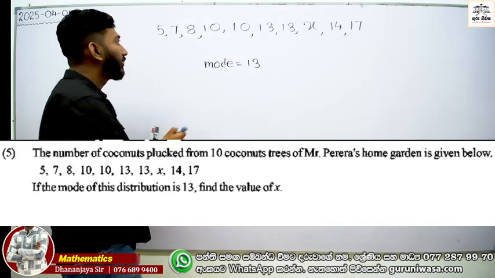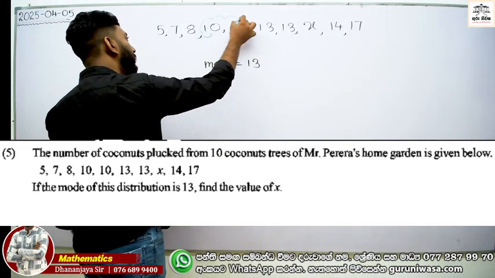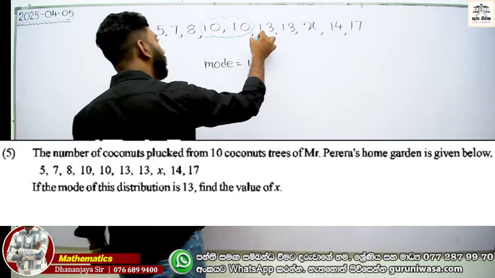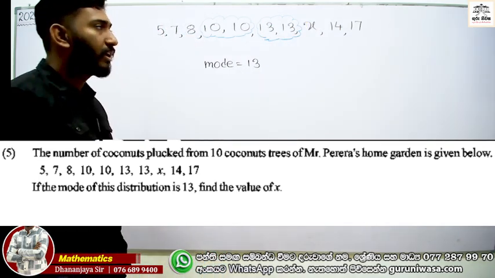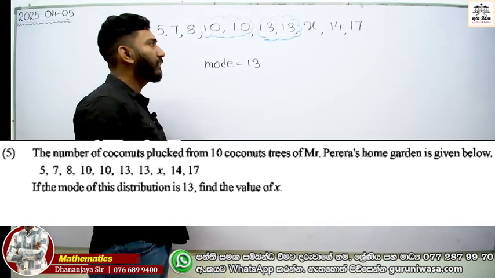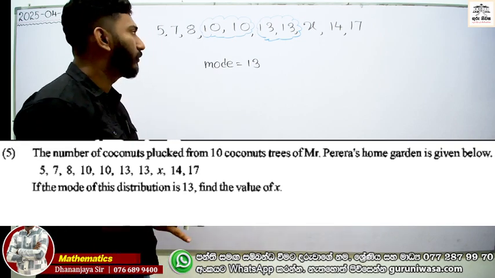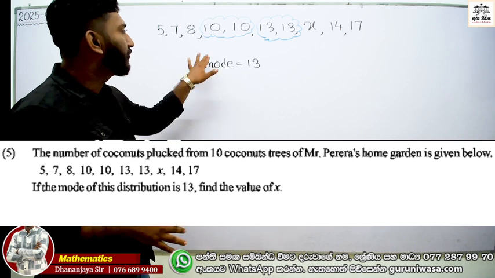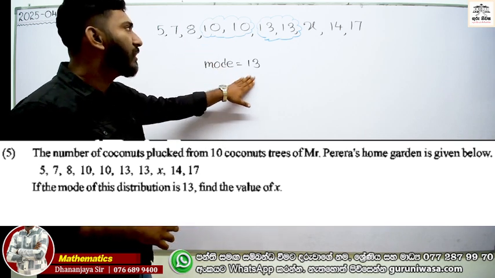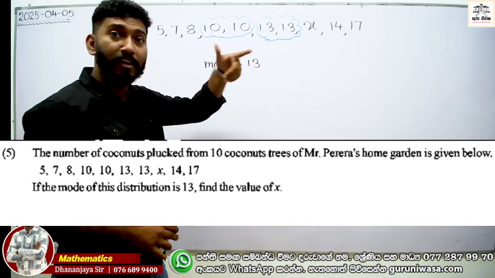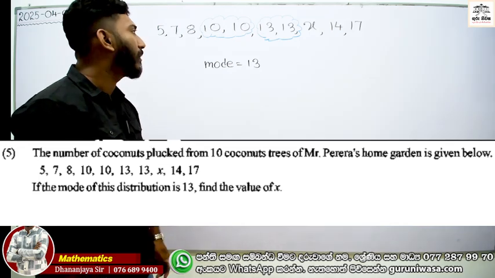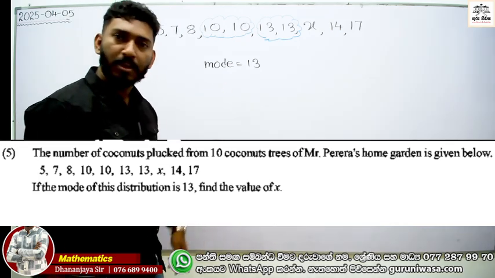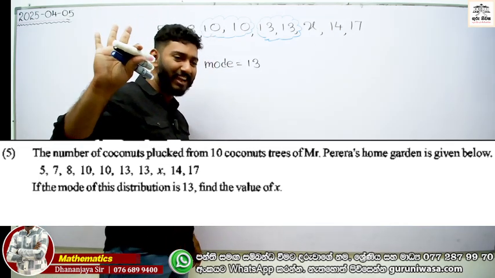Now listen, there are two 10s and there are two 13s, which is equal. Then there can be two modes. Those exist, plurals exist. But in this case, the mode is 13. Therefore, 13 is the most occurring number. Then x should be 13. Only if x is 13 will the mode be 13. Now understood? That is an easy thing.